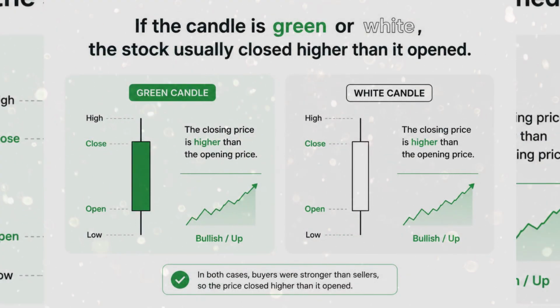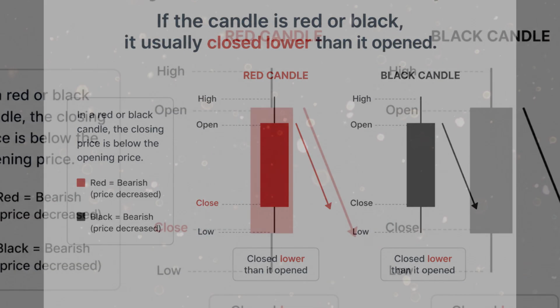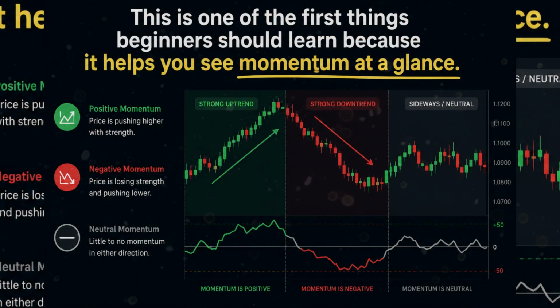If the candle is green or white, the stock usually closed higher than it opened. If the candle is red or black, it usually closed lower than it opened. This is one of the first things beginners should learn, because it helps you see momentum at a glance.